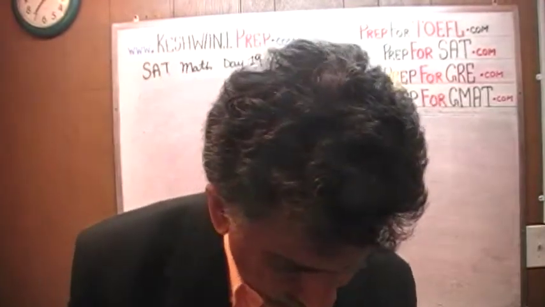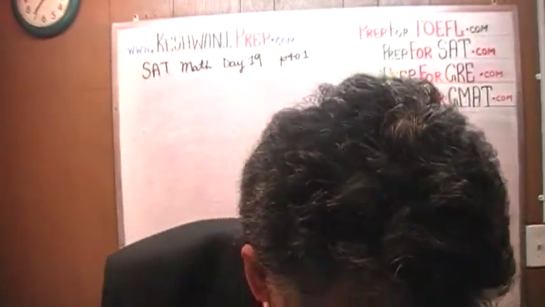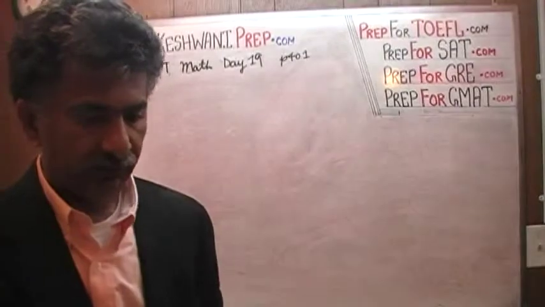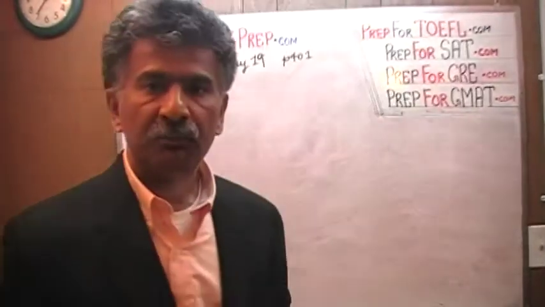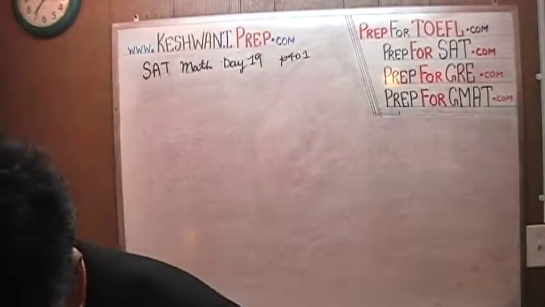Number 19 is what we're going to do. Number 19 is obviously one of the last two in the section. It is a difficult question. It is what the College Board calls a level 5 question. Well, let's take a look at it, see what it has to say.